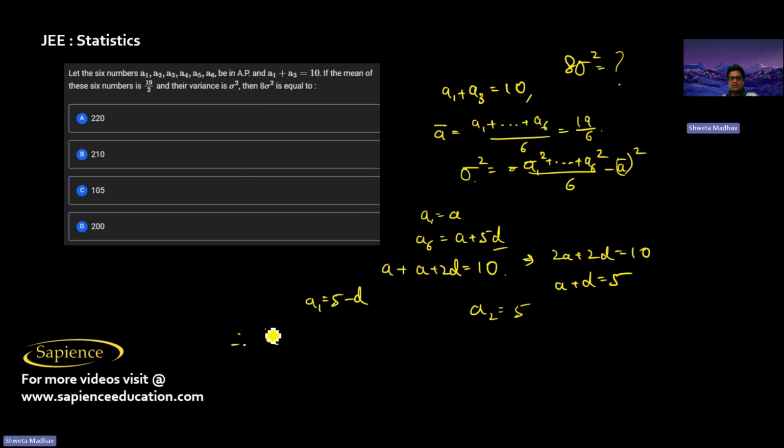Therefore A bar is 5 minus D plus 5 plus 5 plus D, and then we put in A4, which will be 5 plus 2D, A5 will be 5 plus 3D, and A6 will be 5 plus 4D.